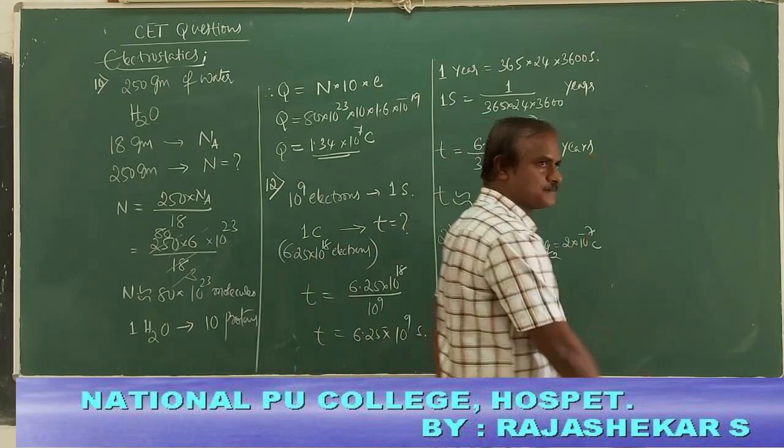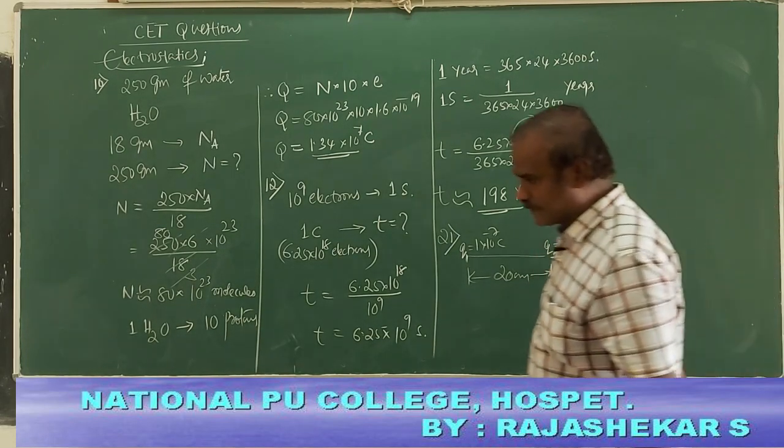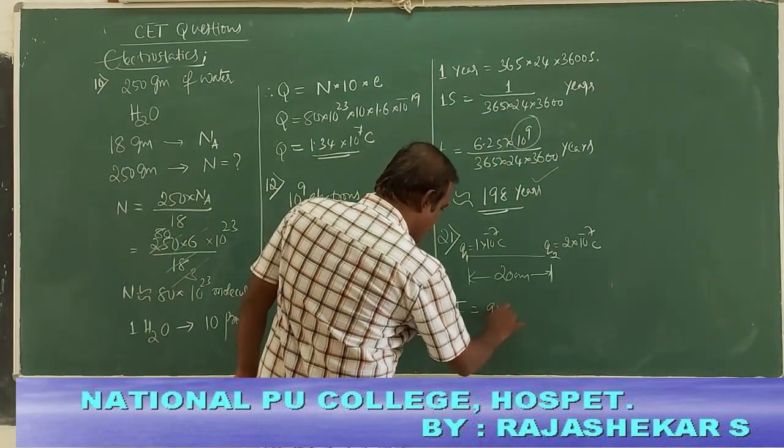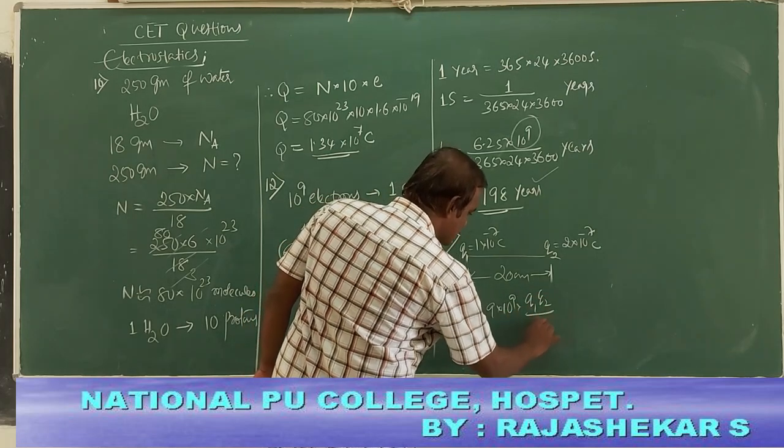This is the question. Two charges are given, 1 into 10 power minus 7 and 2 into 10 power minus 7, 20 centimeter apart. What is the force between them? This is very simple. Using Coulomb's law, F is equal to 9 into 10 to the power 9 into Q1 Q2 divided by d square, students.